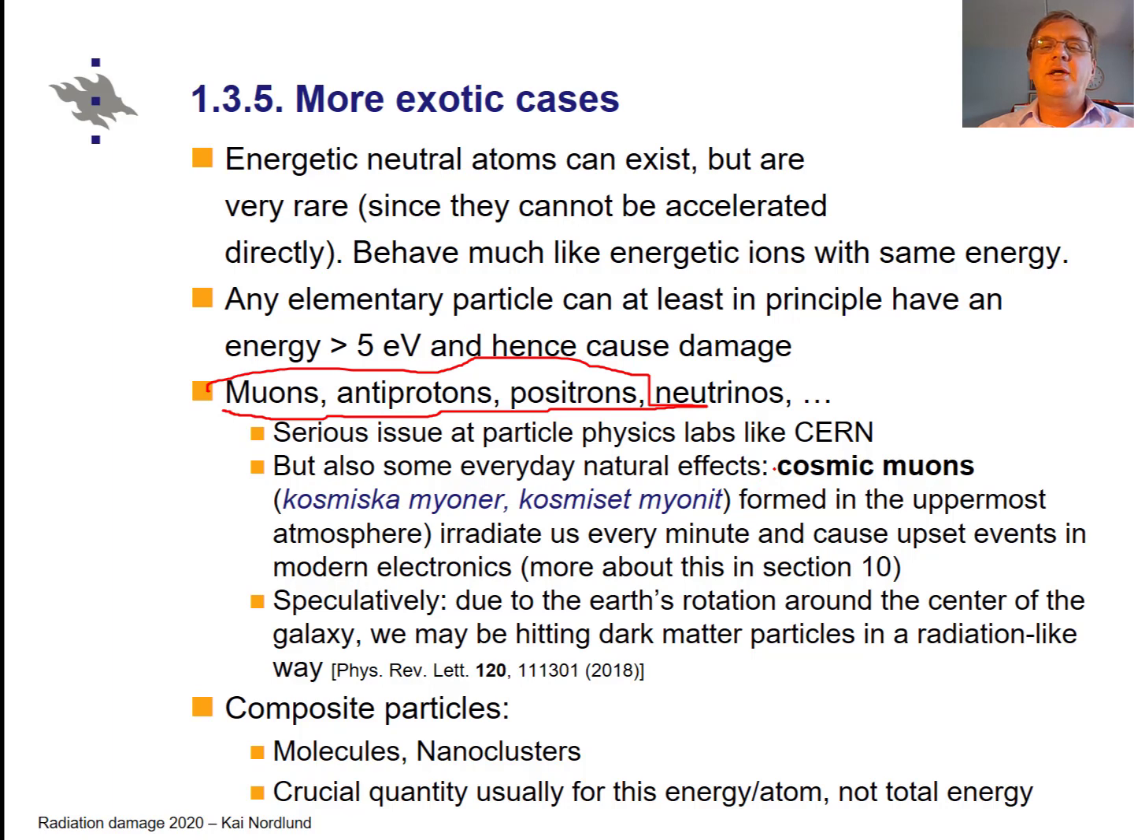Out of all these, one very important one which also exists in nature is the cosmic muons. These are muons, elementary particles which are formed mainly when the solar wind hits the upper parts of the atmosphere. Some nuclear reaction causes cosmic muons, and these go through us all the time. We are all the time bombarded by cosmic muons, and this can also damage sensitive modern electronics. And dark matter may exist, and if it exists, it may cause radiation damaging materials, although this is very speculative. There is no experimental proof of it, but there are several theoretical papers working on this.